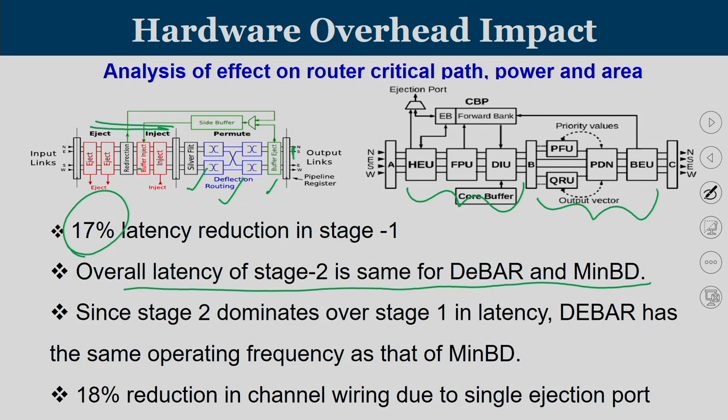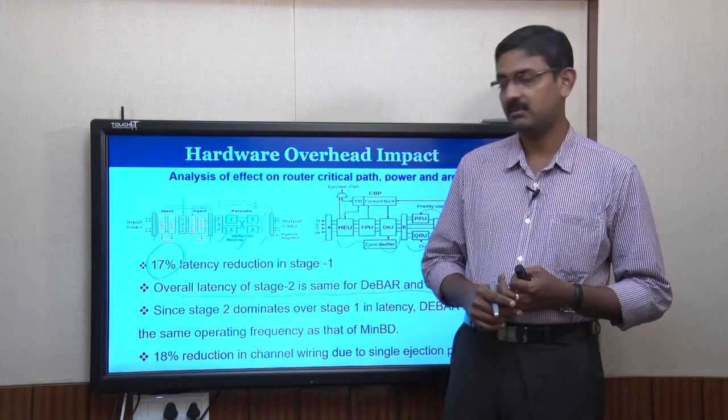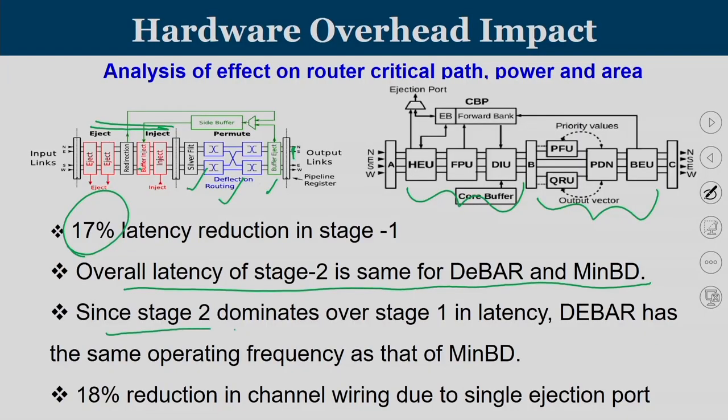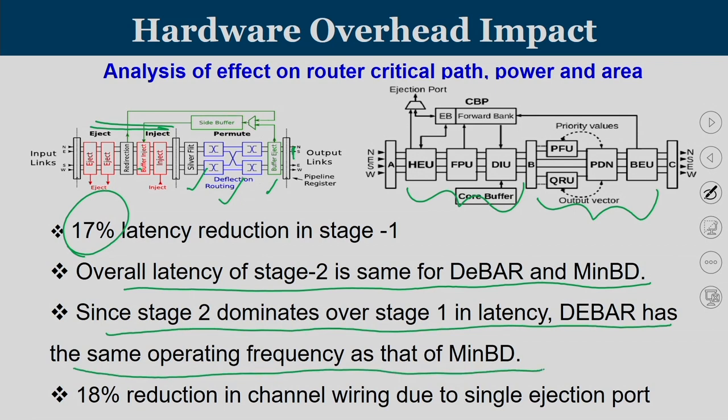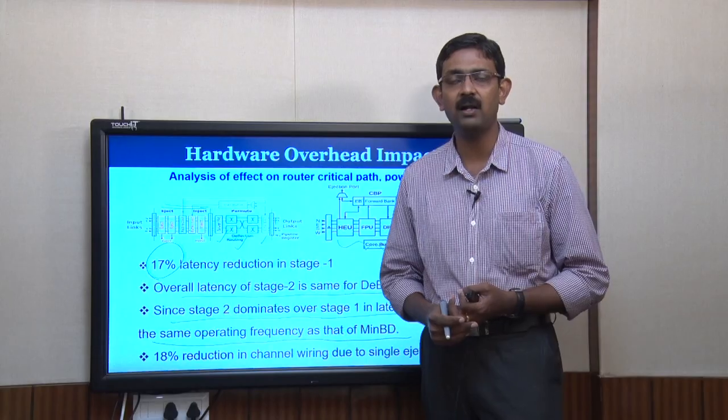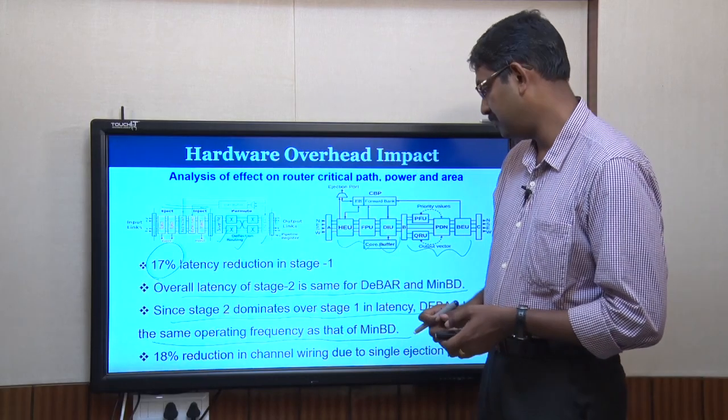Since both MinBD and DBAR are pipelined routers, we know that in a pipeline of multiple stages, whichever stage takes more time is going to govern your pipeline timing. So, even though we save a little bit in stage 1 of DBAR, since stage 2 is the same for both DBAR and MinBD, stage 2 dominates over stage 1 in latency, and DBAR can operate at the same frequency as MinBD. So, DBAR routers will also operate at the same frequency. The critical path of DBAR is the same as the critical path of MinBD.